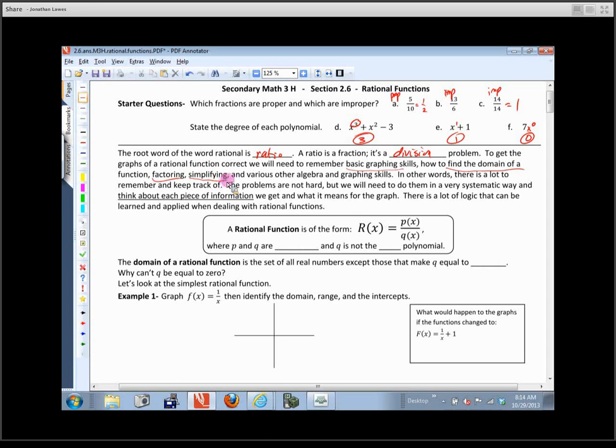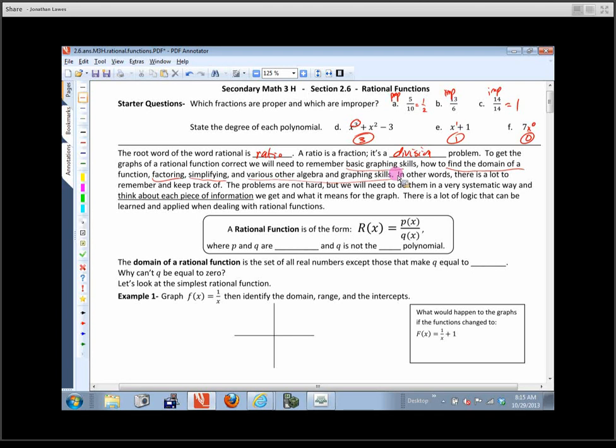We're going to talk about simplifying rational expressions, and a bunch of other algebra and graphing skills. So there's really a whole bunch to remember and keep track of here. Now, in order to go through graphing a rational function, you kind of have to do it in a systematic way. Every textbook and every person tweaks this just a little bit, but we're going to go through a basic technique. What's really important is you're going to need to think about the information and put it all together.